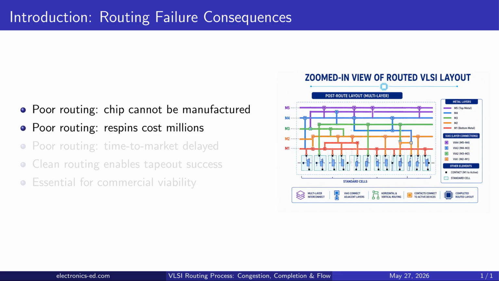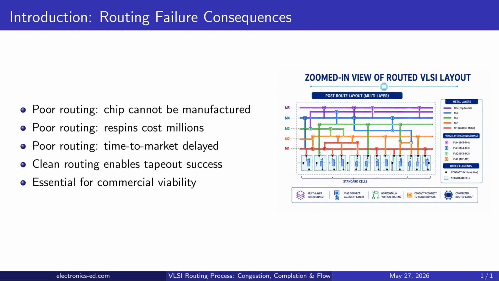Fixing it later requires costly design respins, which can run into millions of dollars. Those respins also delay your time to market significantly. Clean routing, in contrast, enables successful tape-out. Getting routing right is absolutely essential for commercial viability.